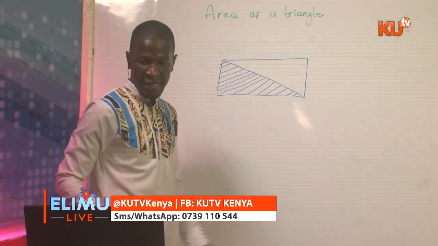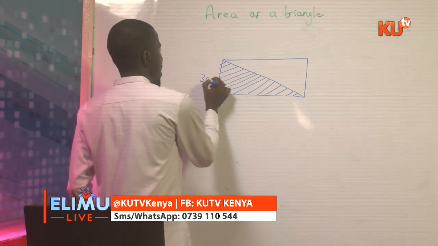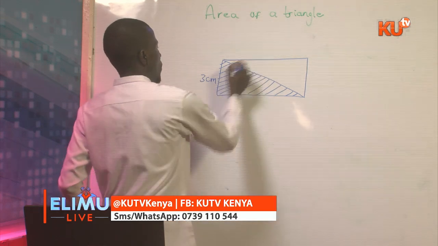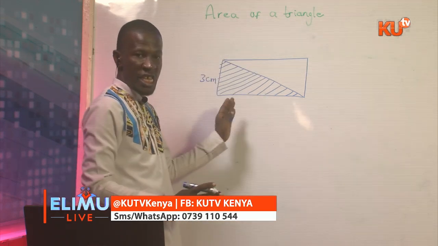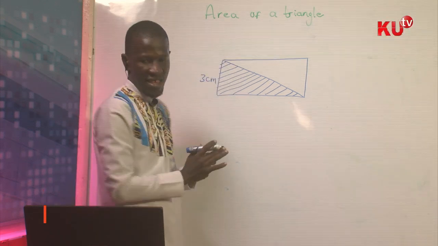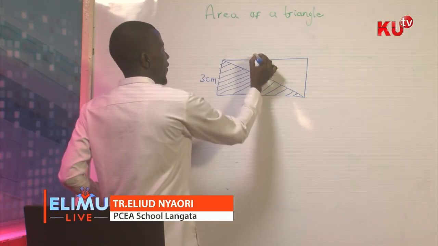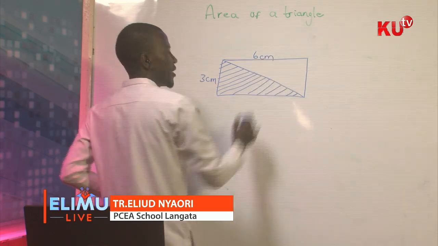I want to believe grade 6, you have done that one. It's art, we call it stippling techniques. So this side, which is the width, is 3 centimeters and the length is 6 centimeters.